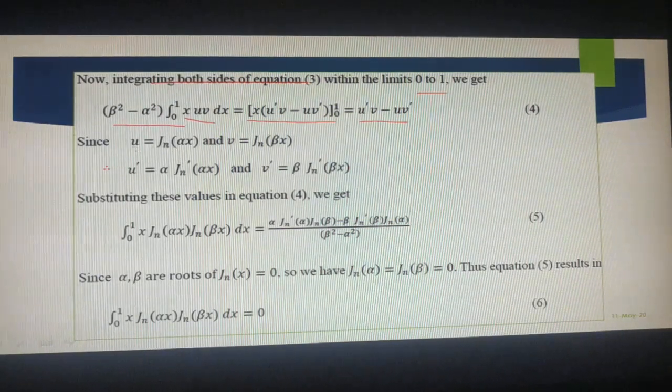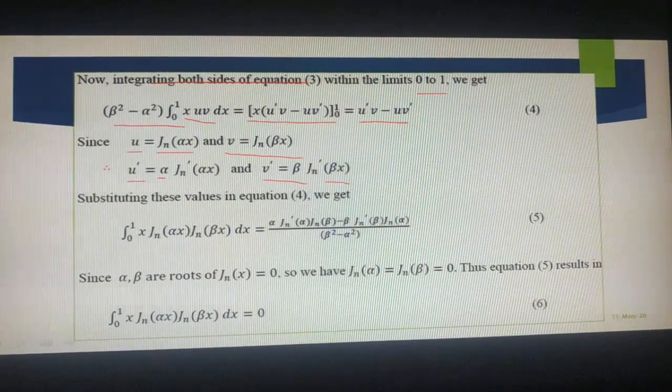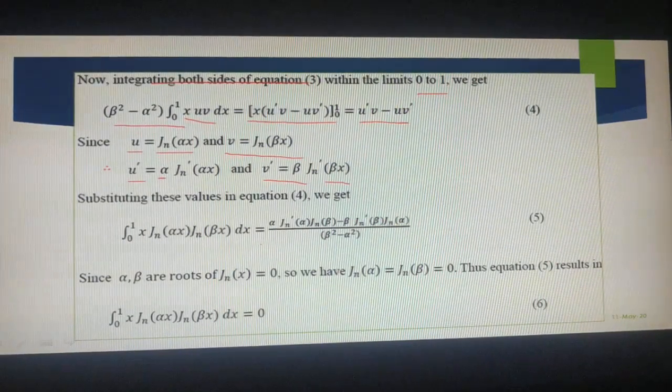Now, as you know, in the beginning we assumed u is equal to jn of alpha x and v is equal to jn of beta x. Okay, from this, if I need u dash, because here in our results we have u dash v dash also. If I need u dash, it is alpha into the differentiation, alpha into jn dash of alpha x. For this alpha, of course, it's a constant, we have to multiply. Similarly, v dash is equal to beta jn dash of beta x. So these things are required to substitute in this particular equation number 4.